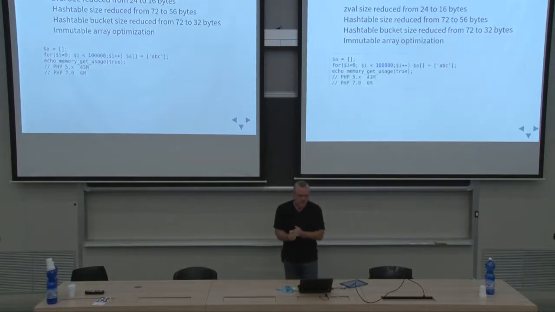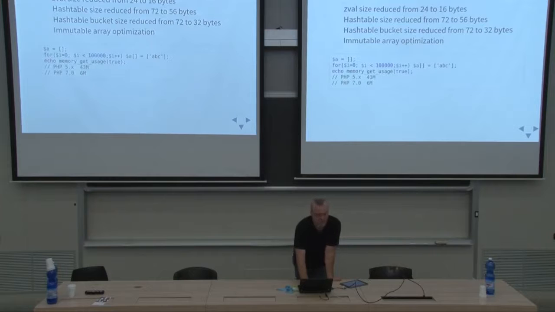Some of the things that we ended up doing was reducing the zval, which is kind of the base union struct inside PHP, from 24 down to 16 bytes. Doesn't sound like a lot, but there are thousands of these things. And when there are thousands of zvals, 8 bytes on each one is quite a bit. Hash table size reduced, hash table bucket size reduced, and some various optimizations on how we handle arrays.